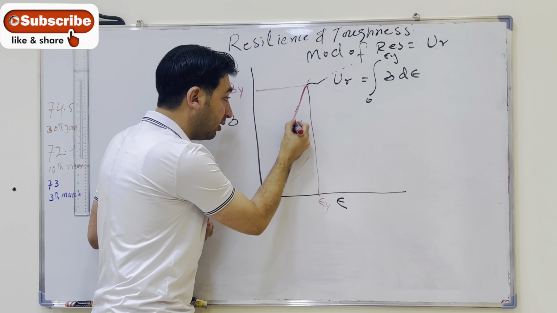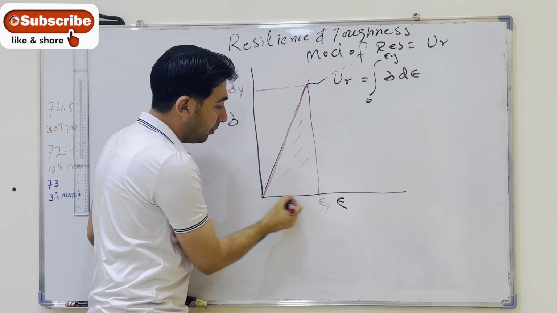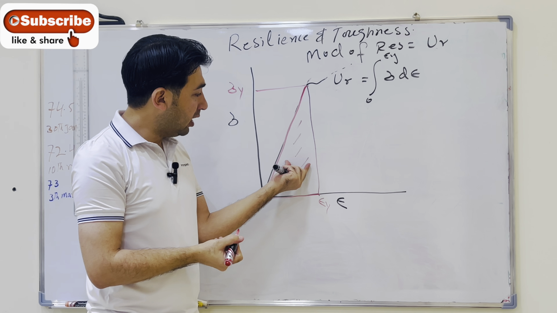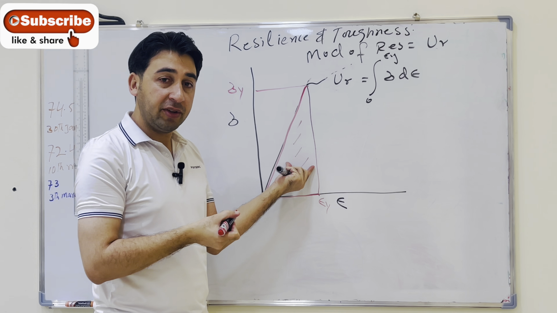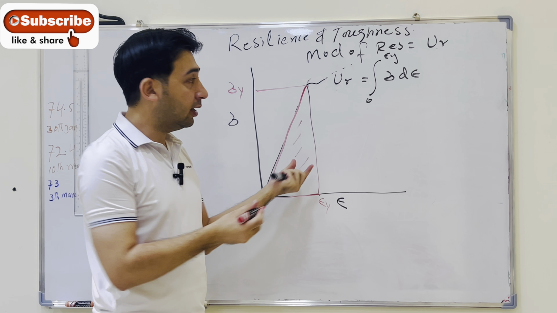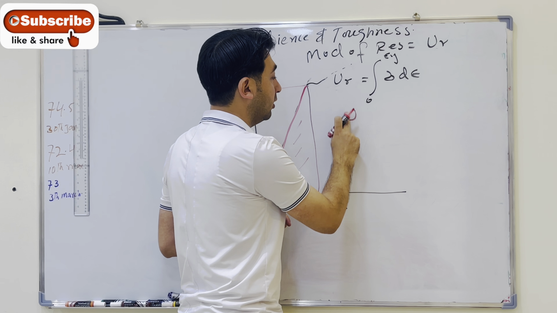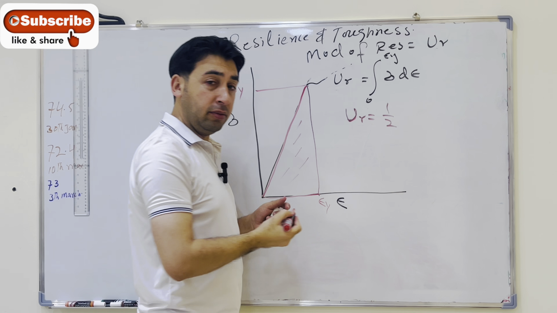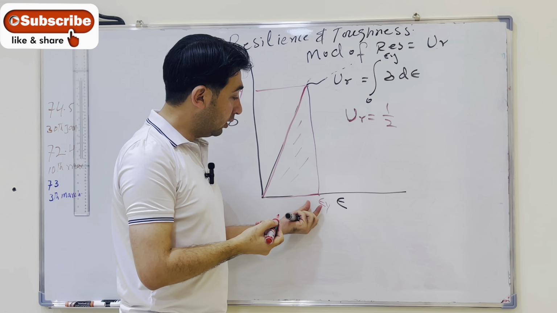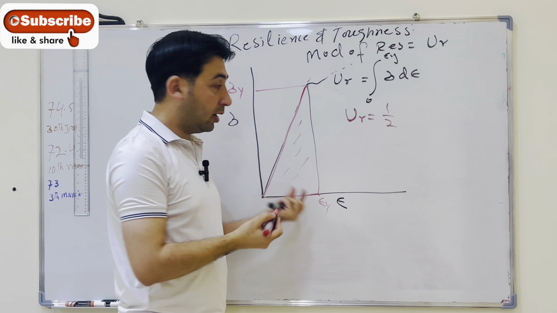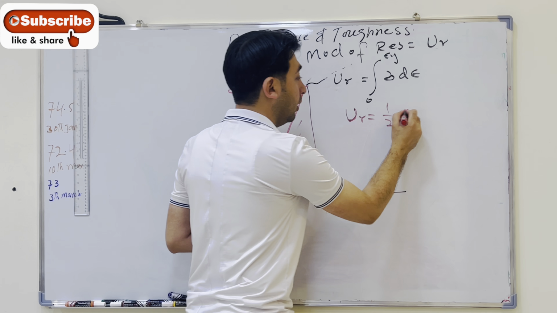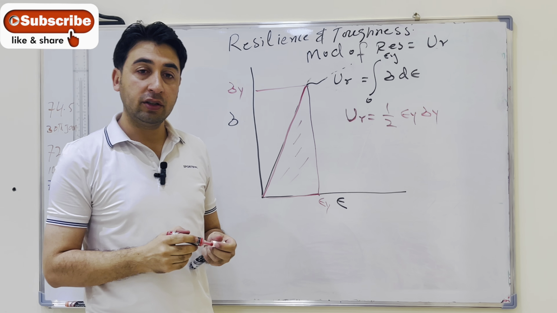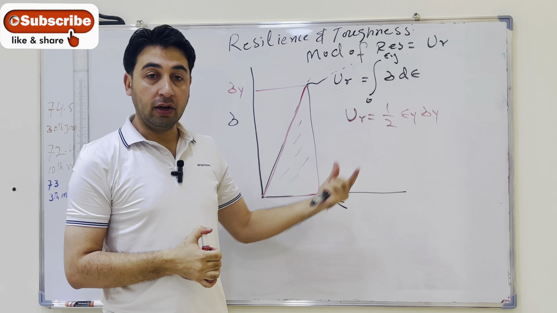But let us say this line, usually it is not a straight line, but if we assume that it is completely straight, then from here to here, this is one right angle triangle. And the area inside here is actually the area of that triangle, right? So area of triangle is equal to what? We can also say that UR is equal to half base times height. So base is epsilon y and height is sigma y. So half epsilon y into sigma y. This will give you the modulus of resilience also.